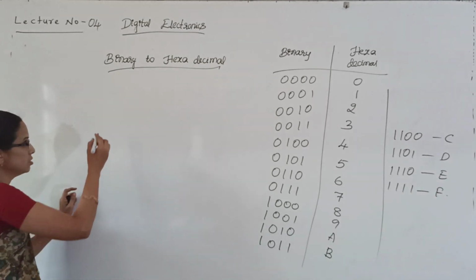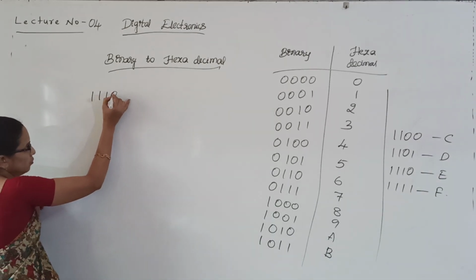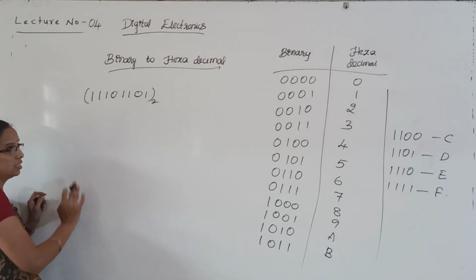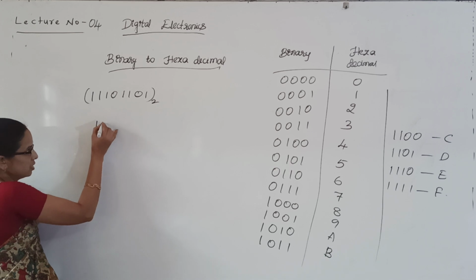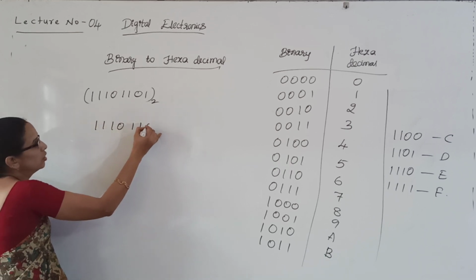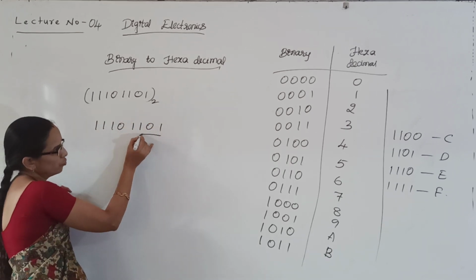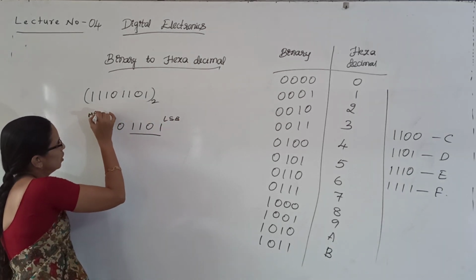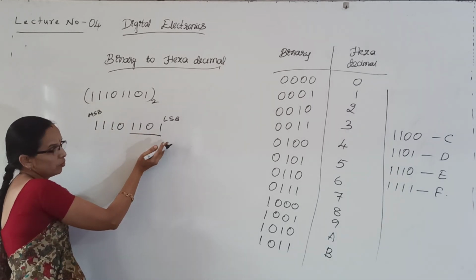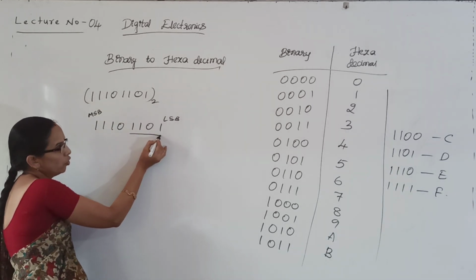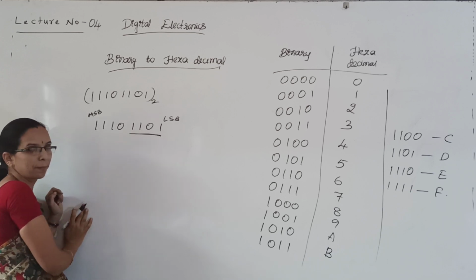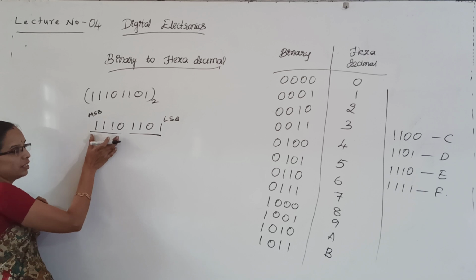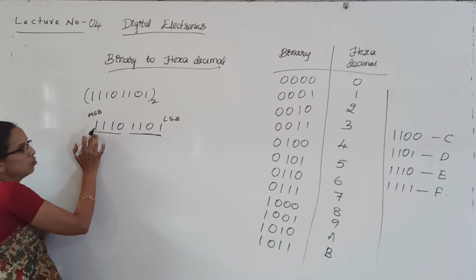1110 1101. This is a given binary number. This should be converted into hexadecimal, which means you have to make groups of 4 bits, and write the equivalent of each group of 4 bits.